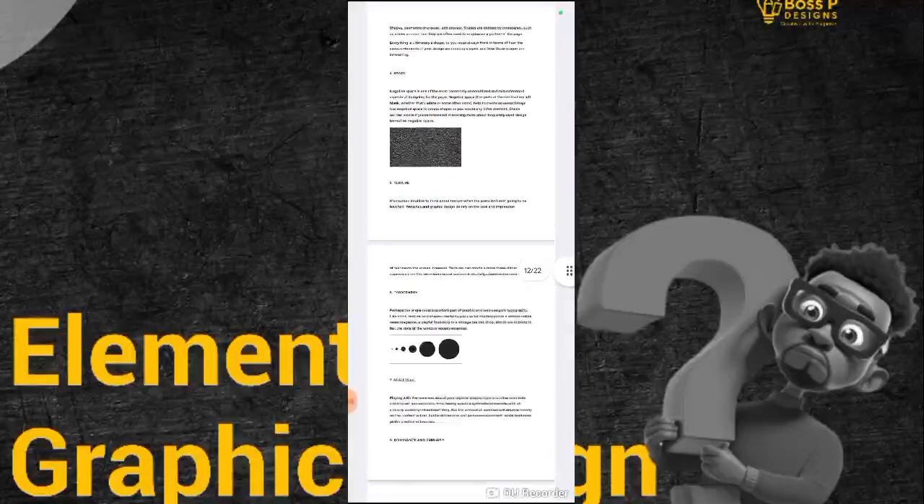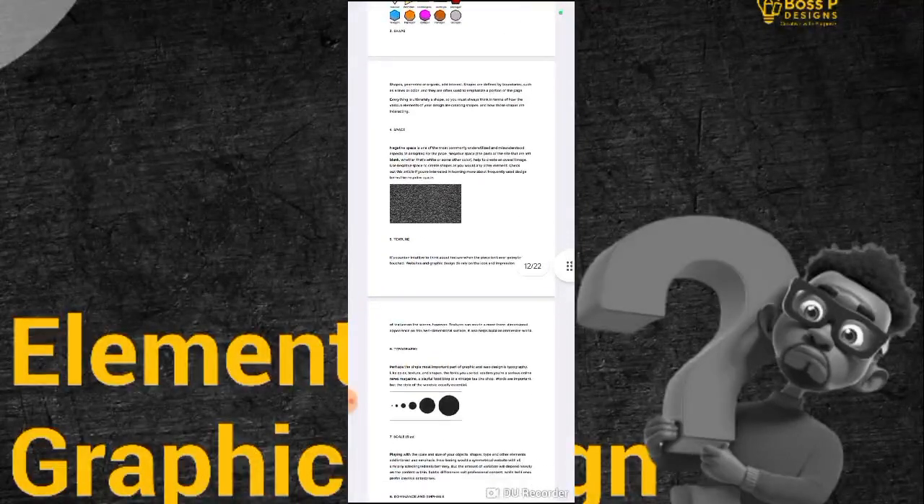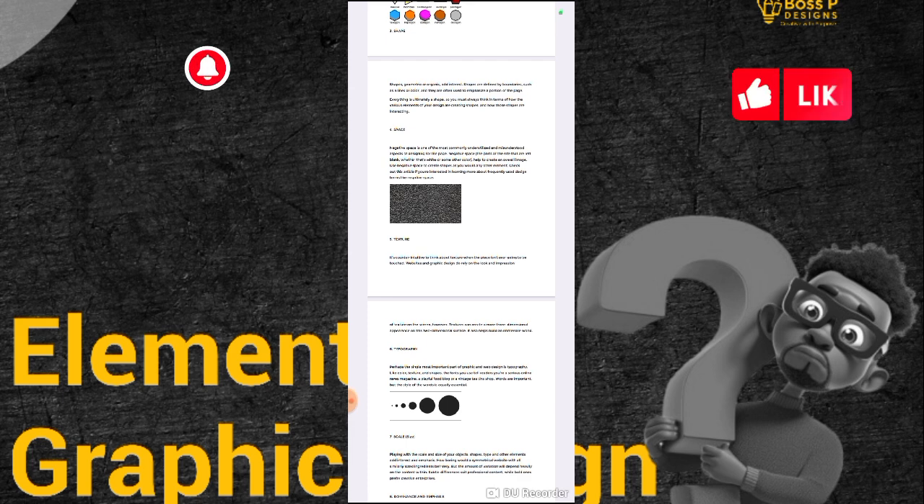Now we also have the next one, which is space. When they are talking about space, space is divided into two. We have the negative space and positive space. Now negative space is one of the most commonly underutilized and misunderstood aspects of designing for the page. Negative space is the parts of the page that are left blank, whether that's white or some other color.